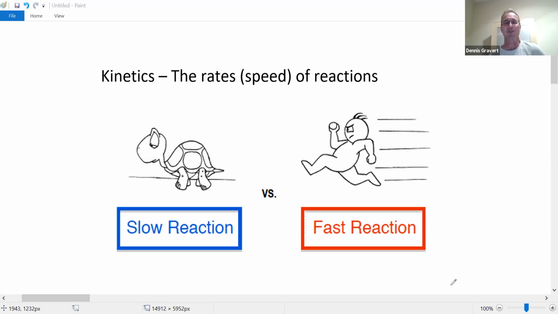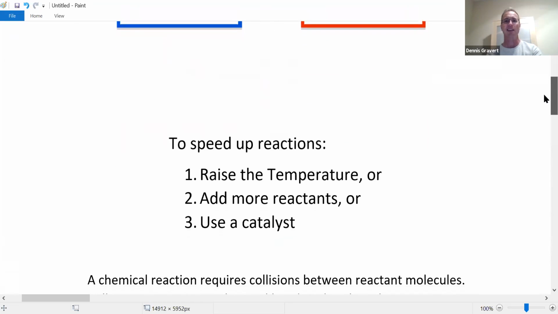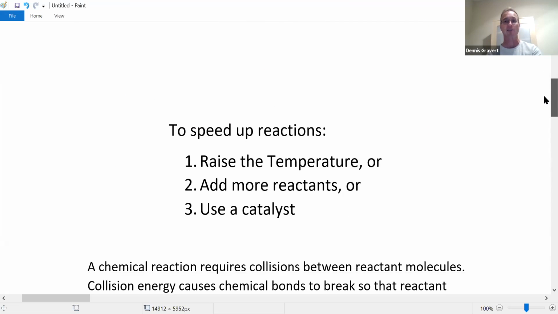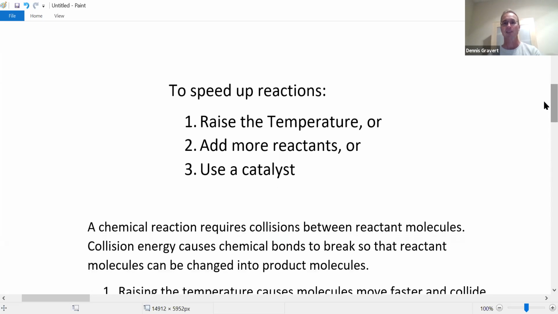So reactions go at different rates, and there's reasons for that. We'll look at some of those right now. Some of these you're probably already familiar with. If you can't get something to go, you heat it up, or maybe you add a catalyst, and that's exactly right. The other way to speed up a reaction is just add more reagents, right?